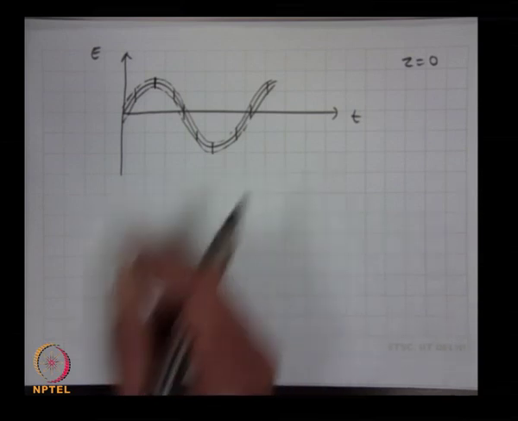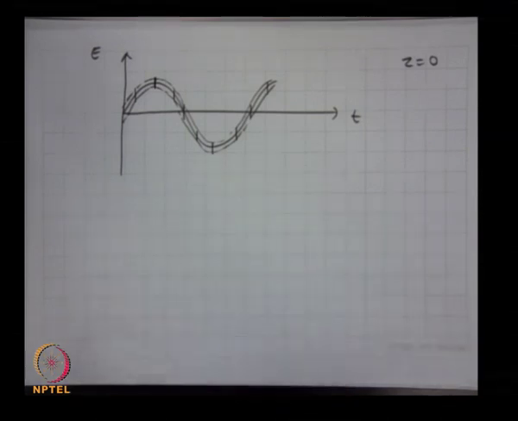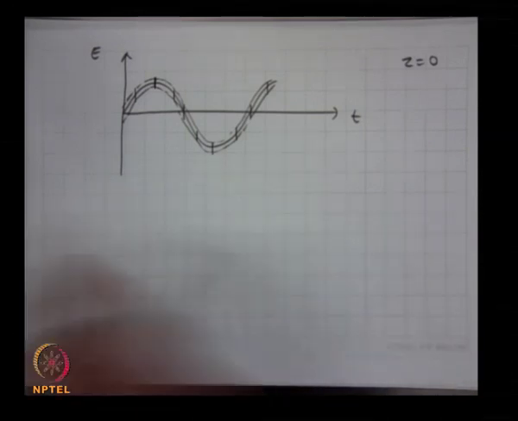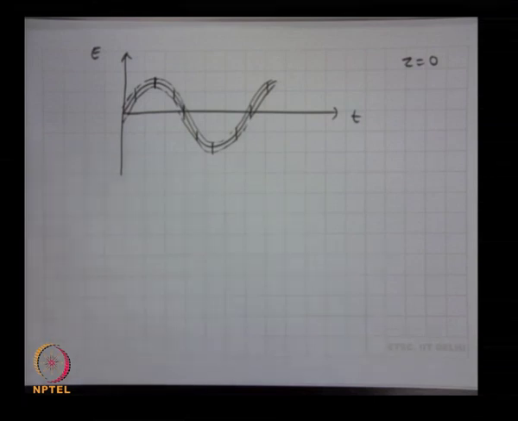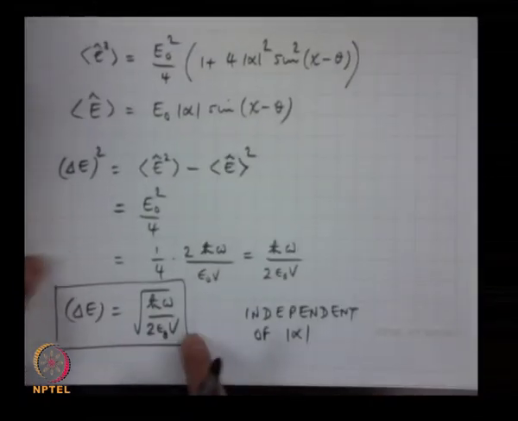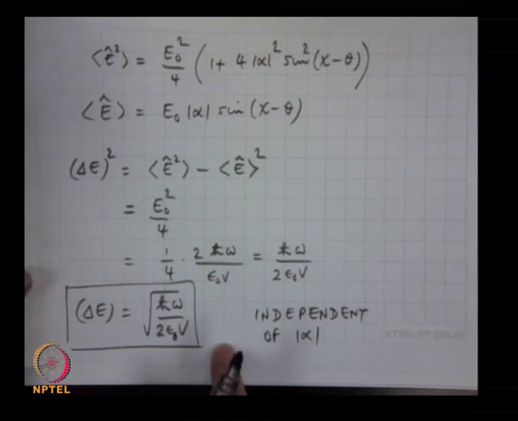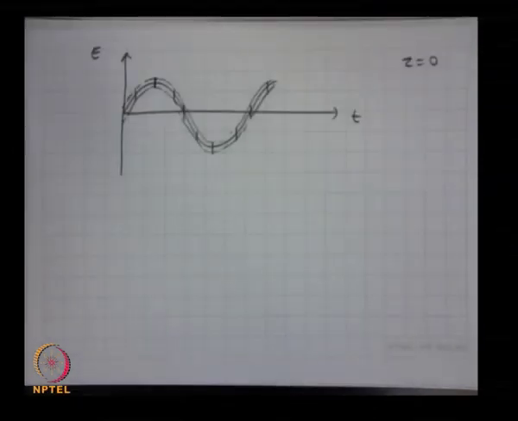So, this field resembles more and more a classical field, and for very large values of mod alpha, the noise that is present in the electric field becomes negligibly small compared to the amplitude itself, and the field tends more and more towards a classical field. It's always noisy, there's always noise in the electric field. Please remember this amount in this coherent state. And this noise is actually the same noise that you will find in the vacuum state.